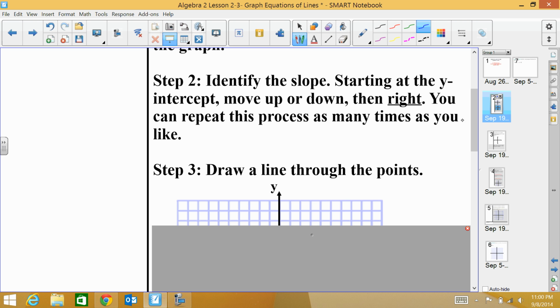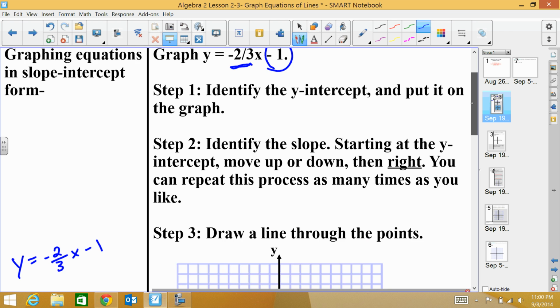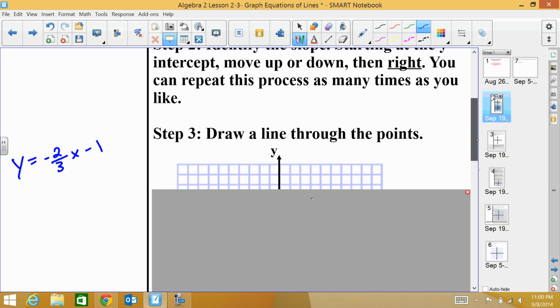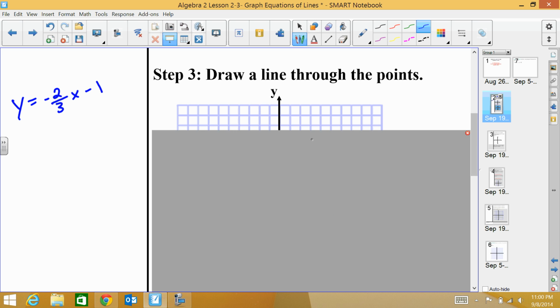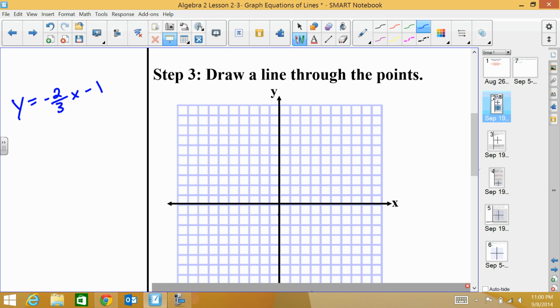So let's go ahead and try that again. I'm going to write the equation over here again so that you know what it is while we're doing this. So y equals negative 2/3 x minus 1 is what we're graphing. Go back up here and double check that. Yep. Okay, so we're supposed to start at the y-intercept first. So our y-intercept we said was negative 1. So we're going to go to the y-axis at negative 1 and we're going to plot a point.